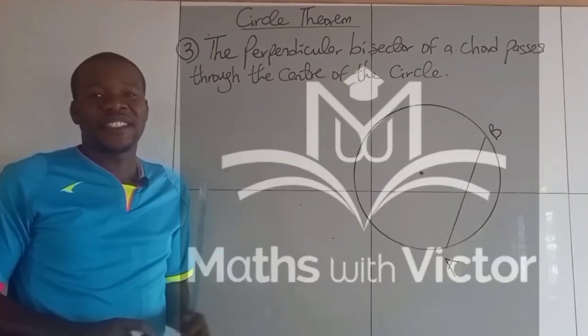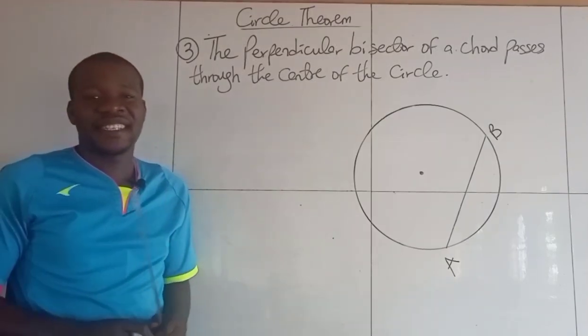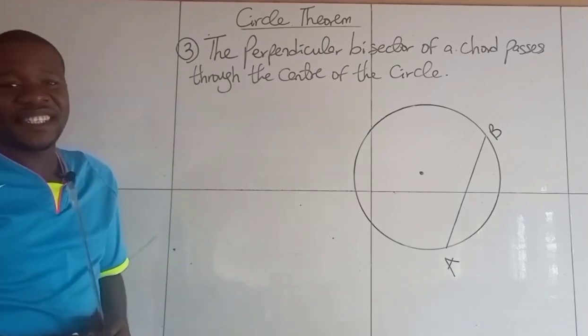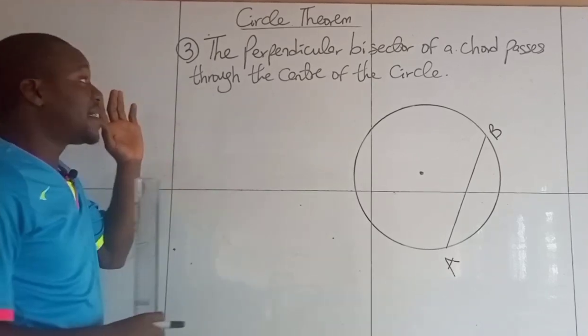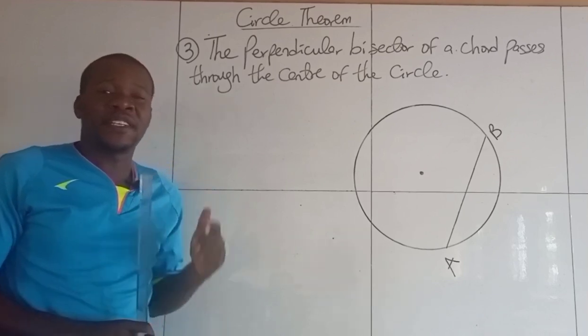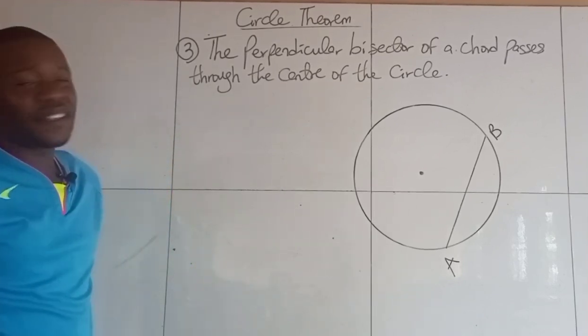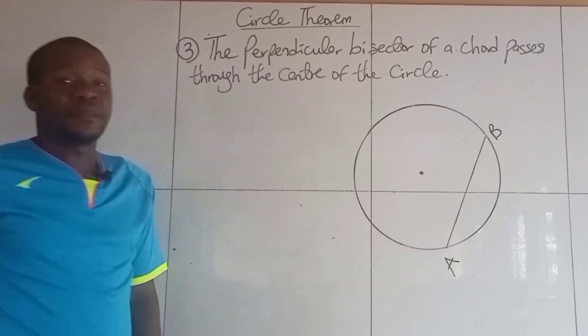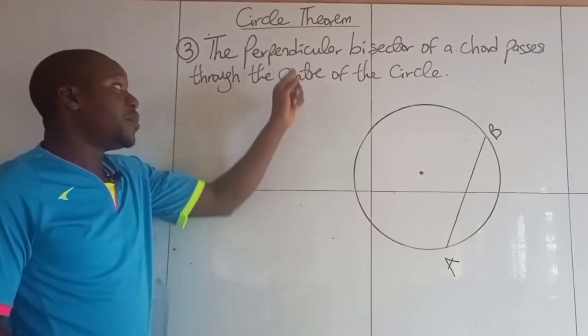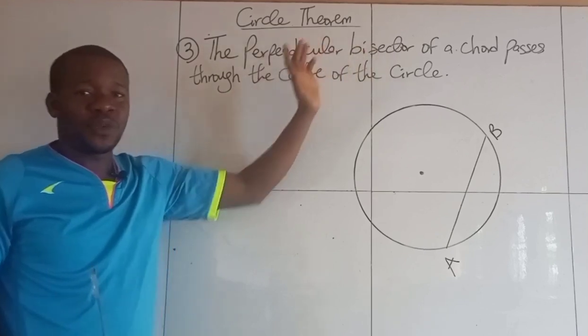This is Canr and we are in lesson 6 of our series on circle theorems. And today we want to look at this theorem that the perpendicular bisector of a chord passes through the center of the circle. Of course, if you look at the theorem, there are two keywords you may not be familiar with: perpendicular and bisector. So we'll quickly explain that.